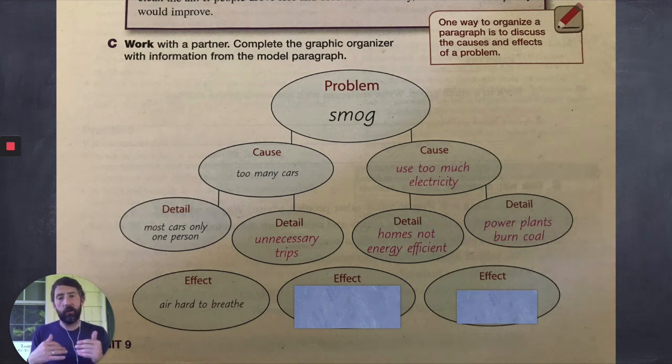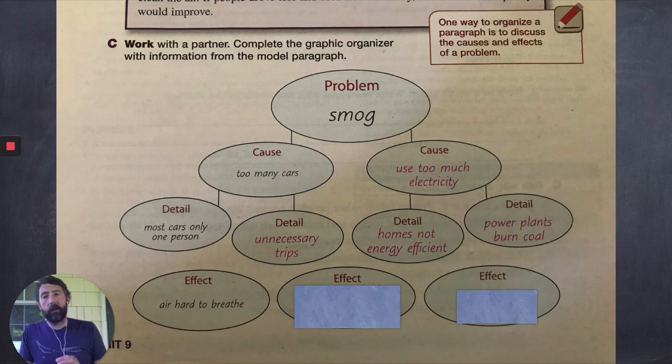Our second detail for our cause of using too much electricity is that power plants burn coal, and the next sentence gives us more detail about that. The burning of coal from the power plant produces more pollution. The smog is thick, so the air is hard to breathe.